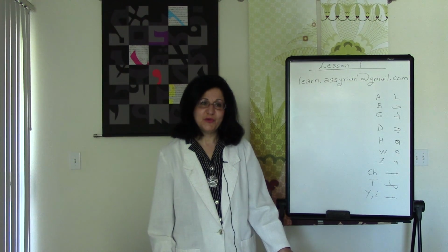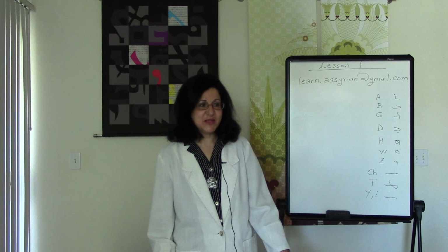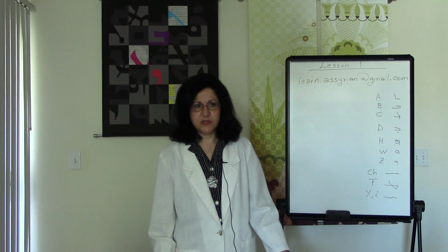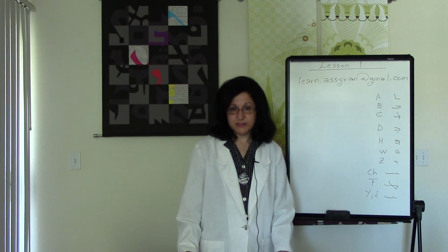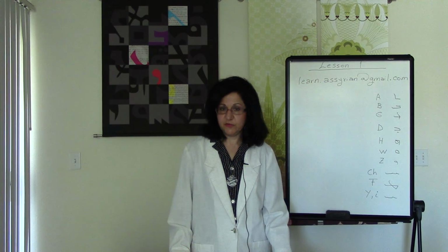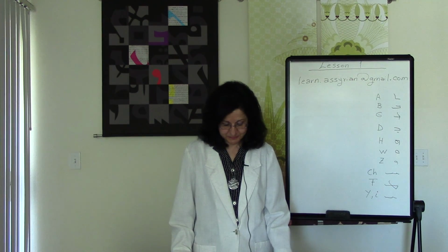Now, those of you who are mathematicians will probably calculate and say, okay, 22 divided by 2 is 11, while she's only doing 10 letters. There's a good reason for that, which I will explain to you later.